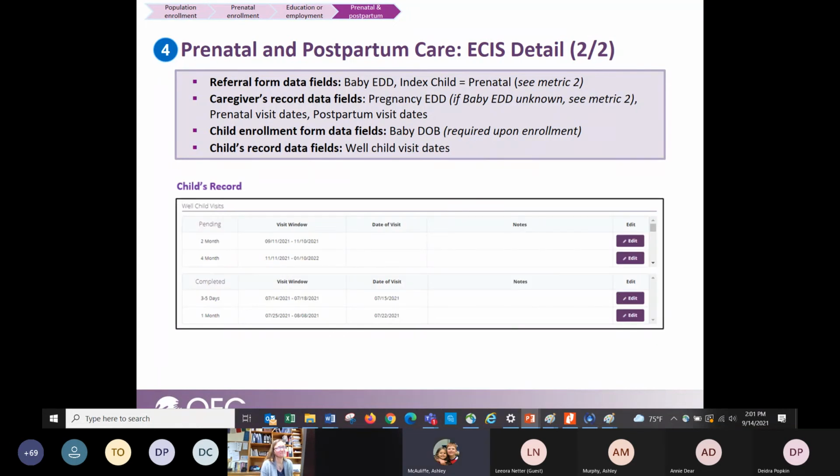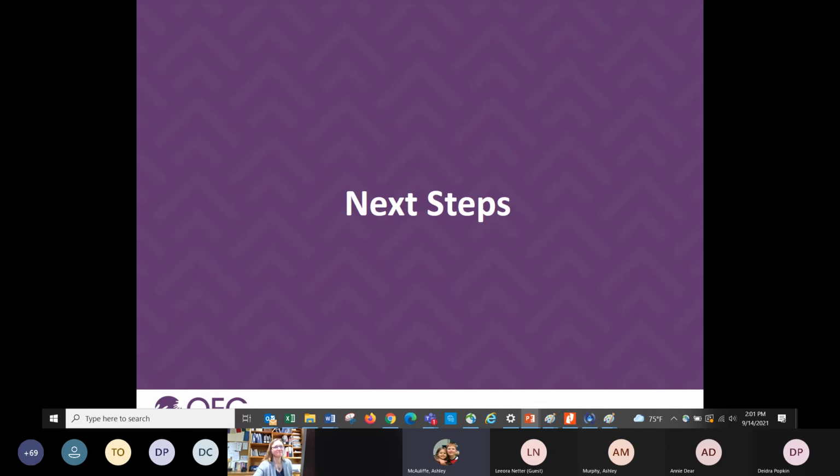So D has a really good question in the chat, and it says, for benchmarks, if a child is in the NICU for the first 2 months, we don't necessarily know when the well baby visits occurred. Since the child is in the hospital, can we assume the visit occurred, and how would we report this?